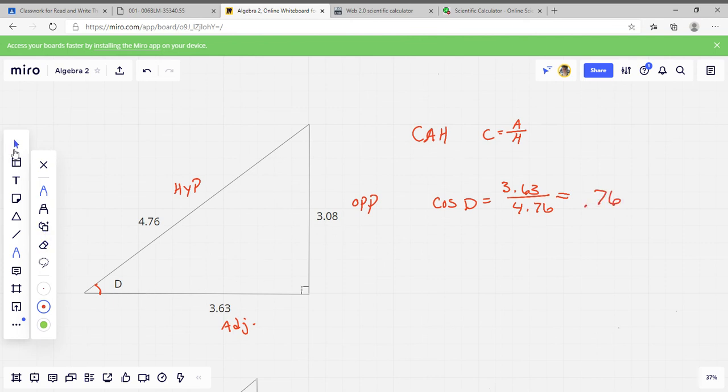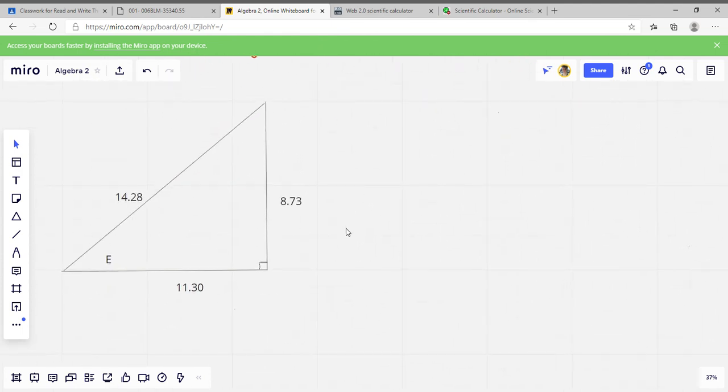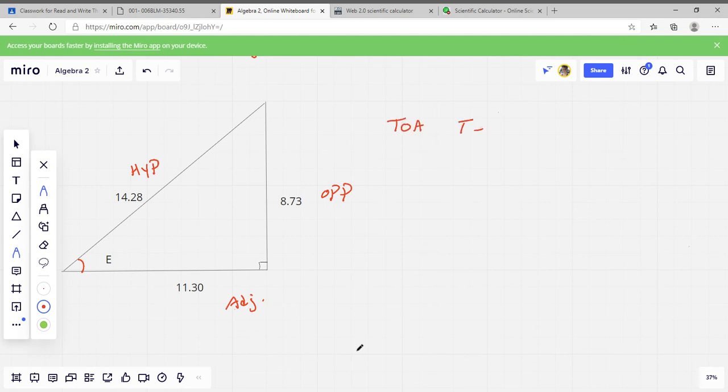All right, and one more of these. So this one we're supposed to find the tangent. So first we'll label. Here's our angle E. Our hypotenuse is right here. Our opposite is here. Our adjacent's down here. Tangent is TOA. So that means tangent equals opposite over adjacent.